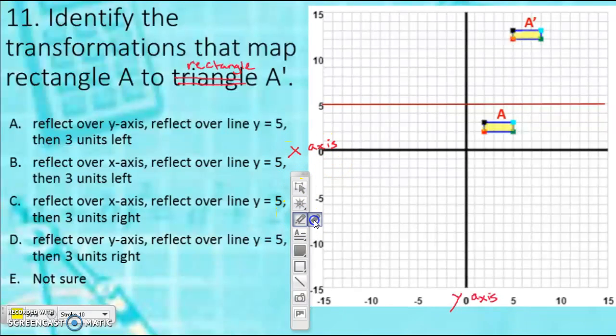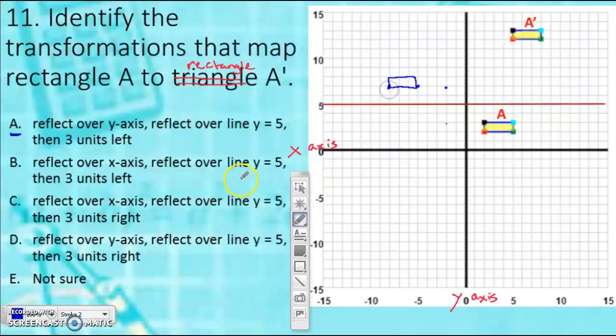So let's take a look at answer choice A. I'm going to do answer choice A in blue. If I reflect A over the y-axis, it's going to be over here. Reflect it over the line y equals 5 is going to put it here. And then 3 units left, 1, 2, 3 is going to put it here. Well, that's not it, is it?